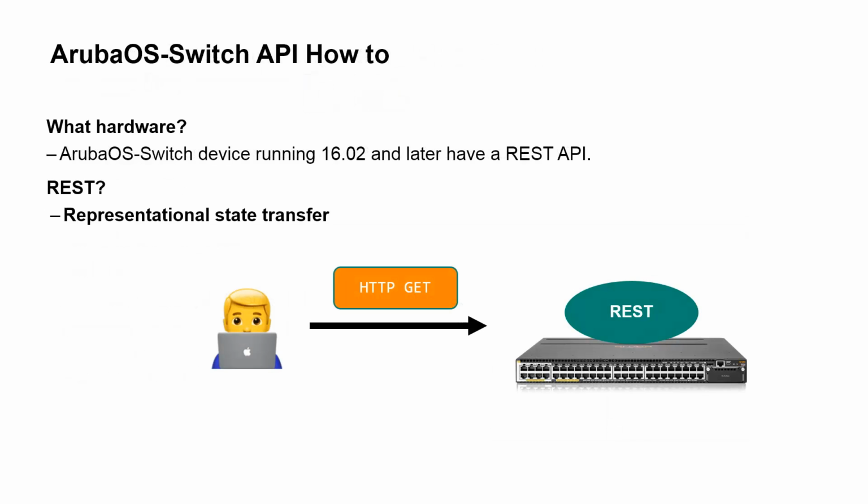And you may be asking yourself, okay, so how do I get hold of one of these APIs? I mentioned Facebook, I mentioned YouTube. What about networking devices? Well, Aruba OS Switch has an API on it. I've done videos about this in the past. I think most of the Aruba OS switches that are running 16.02, so that's quite an old version of code, I think it was last year sometime, they have a REST API on them.